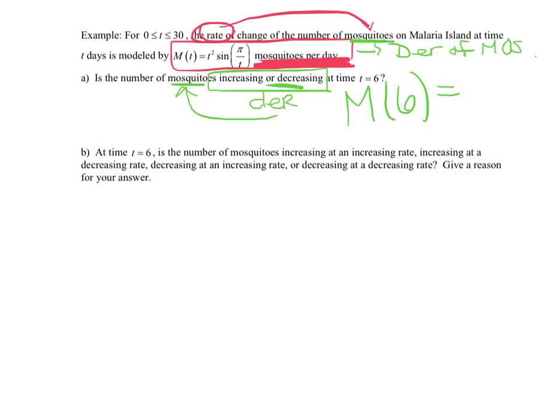Part B, at t equals 6, is the number of mosquitoes increasing at an increasing rate, or increasing at a decreasing rate, decreasing at a decreasing rate, etc. Give a reason for your answer. Well, from our answer from number 6, which I'll just tell you, we had 18 mosquitoes per day, which tells me that my mosquitoes are increasing. I already know that my function is increasing. I now have to determine if it's at an increasing rate or at a decreasing rate.